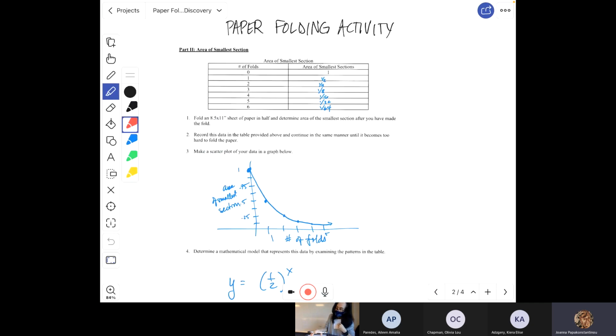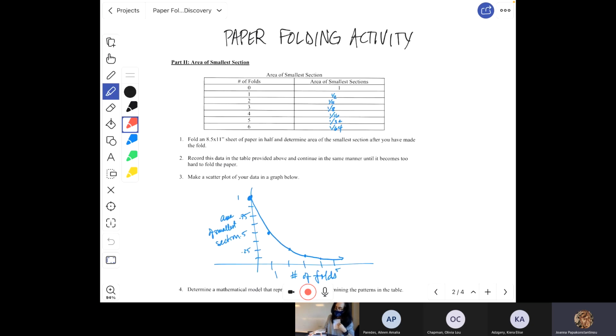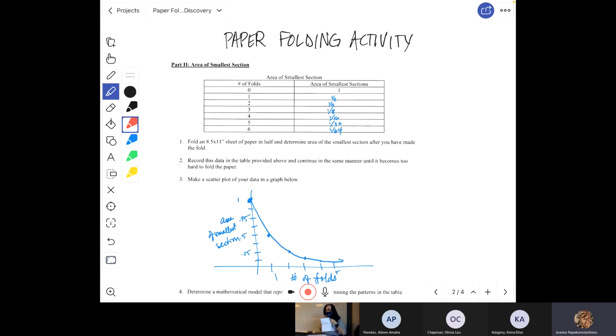Now, if we continued with the investigation and did part 2, we're using the same process, but the difference is instead of looking at the number of sections, we're looking at the area of the smallest section.